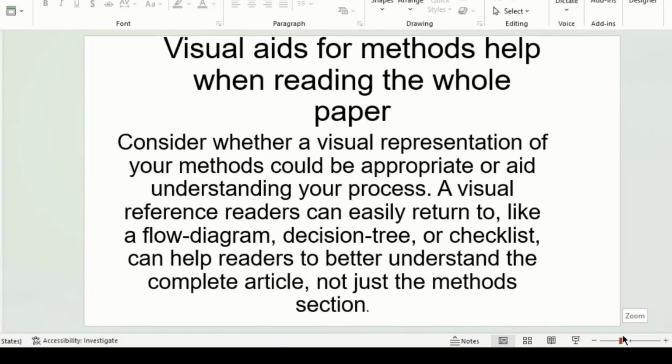My next slide is on visual aids for methods that help when reading the whole paper. Some people prefer visuals. Some people want to see visuals so that they don't forget. And some people just want to read. You know, when you see something, it registers in your mind and it will never go away.